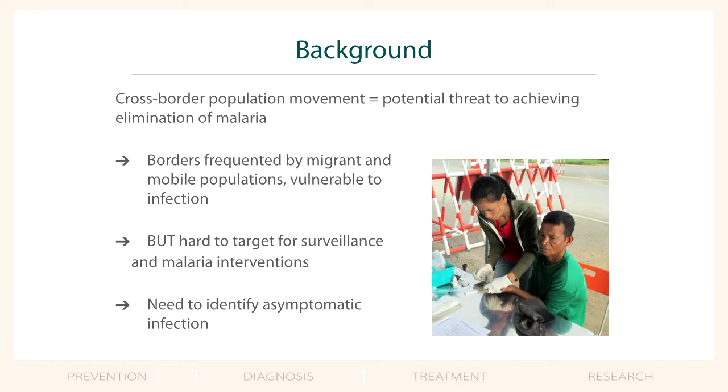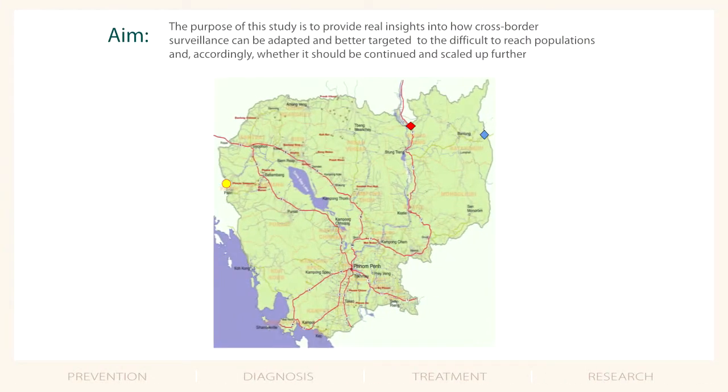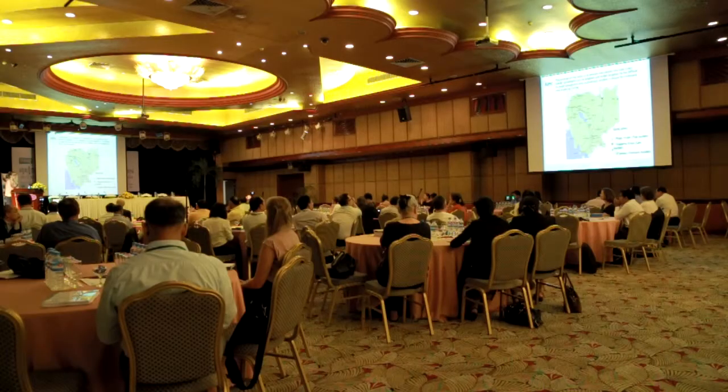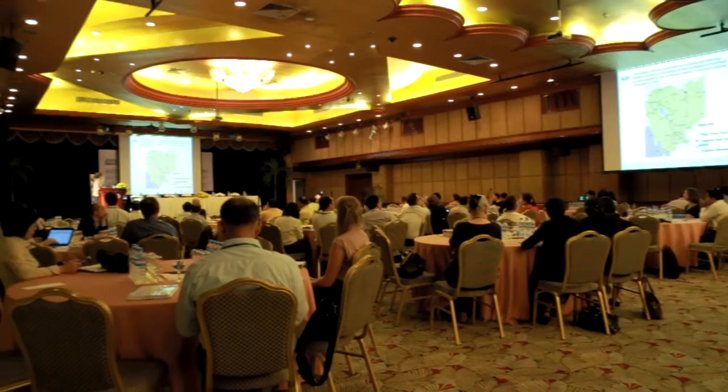So we chose 3 border crossing sites, one with each of the borders with Thailand, Laos, and Vietnam. And this was to explore any potential heterogeneity between the types of populations crossing the borders. So we chose Sa Prom in Pailin province on the Thai border, Trapang Kriao on the Lao border in Stung Treng province, and Oyadao on the Vietnamese border in Ratanakiri province. For the rest of the talk, I will refer to these by the bordering country, so it's easy to understand.